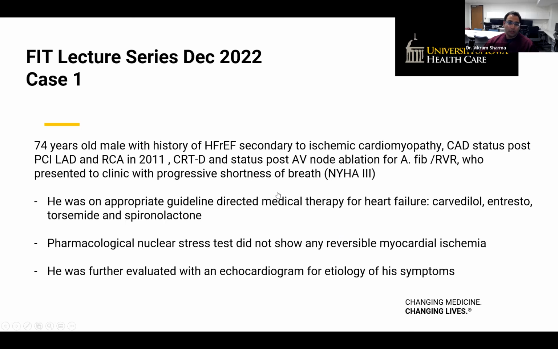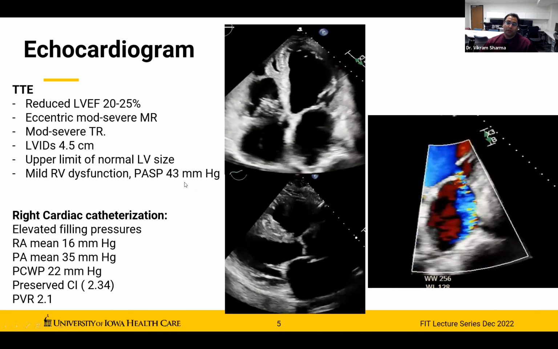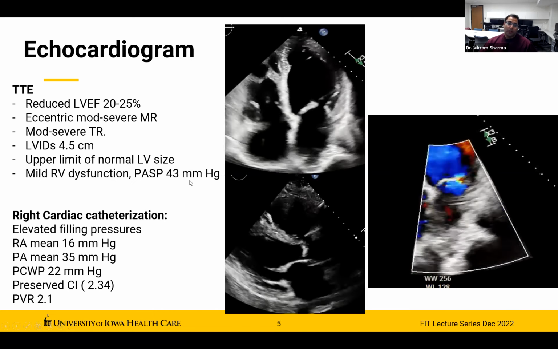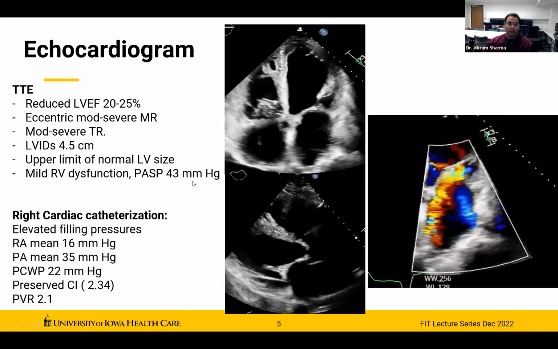So he was evaluated further using an echocardiogram, and here I have his echo images. We can see that this gentleman has an eccentric mitral regurgitation in the setting of reduced left ventricular ejection fraction, which was measured at around 20-25%. In addition, he had moderate to severe TR. The left ventricular dimension in systole was 4.5 centimeters, so it was at the upper limit of normal for LV size or just borderline dilated, with mild RV dysfunction. The patient underwent a right heart catheterization, which showed that he had elevated right and left-sided filling pressures, but with a preserved cardiac index.